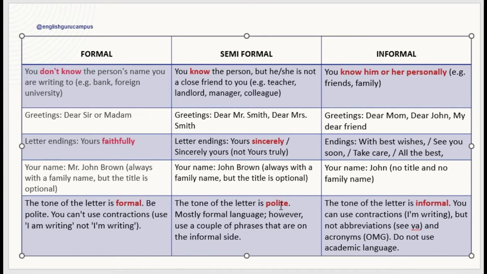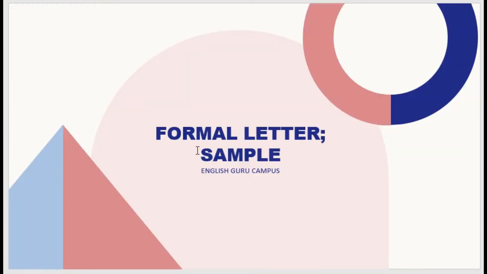The tone of the letter is polite, mostly formal language. However, use a couple of phrases that are on the informal side. I hope it is clear. There are 3 types of letters, and we have to write the letter according to the situation. First of all, we have to find which letter we are going to write, whether it is a formal letter, semi-formal letter, or an informal letter. Okay, now moving to the next slide.